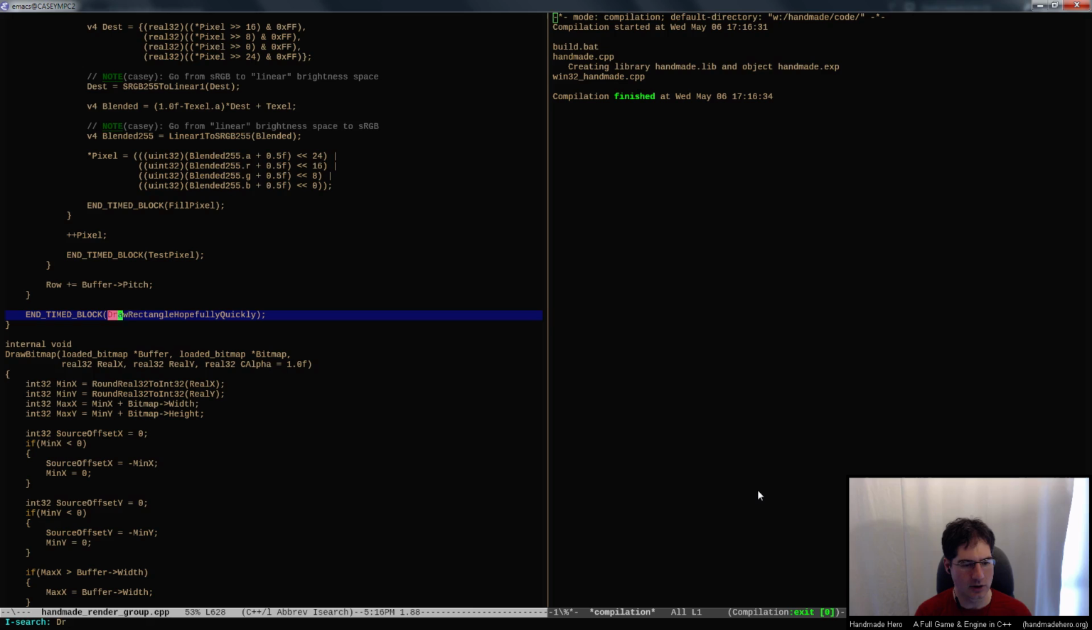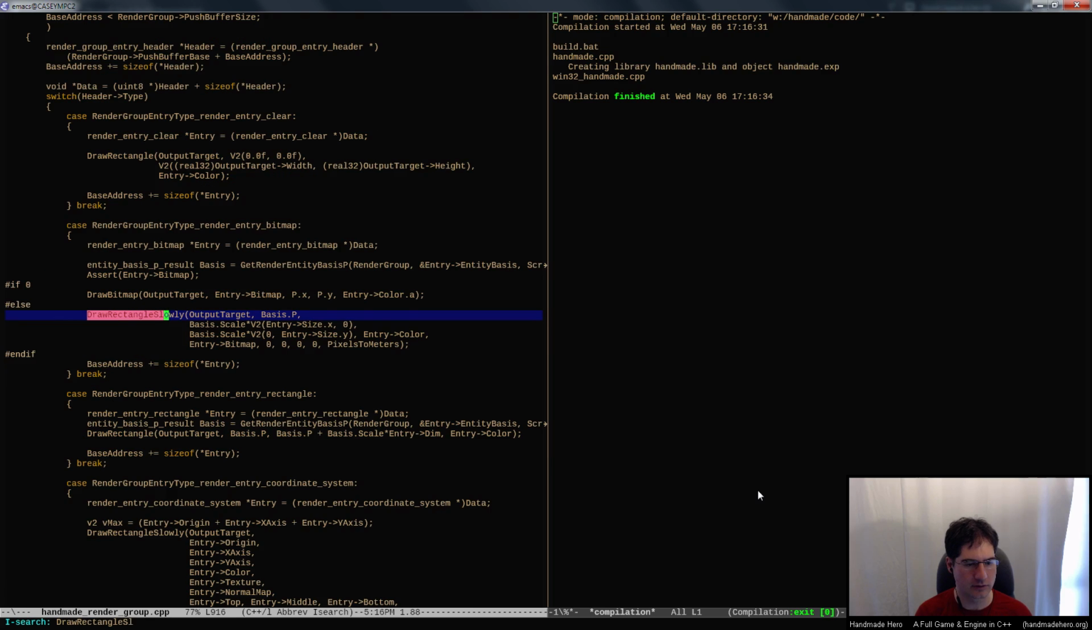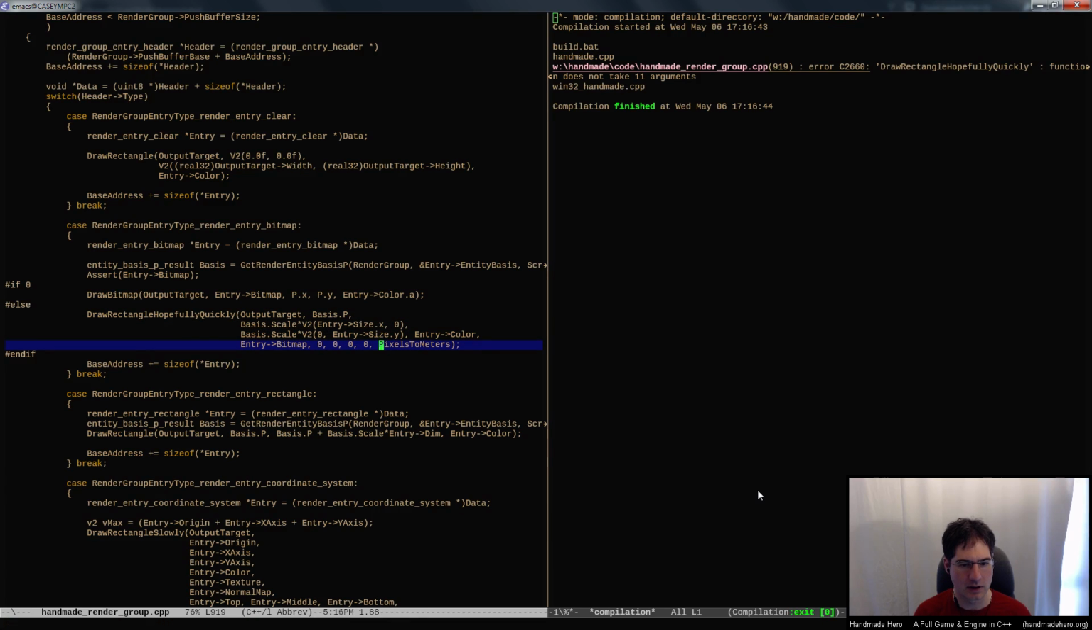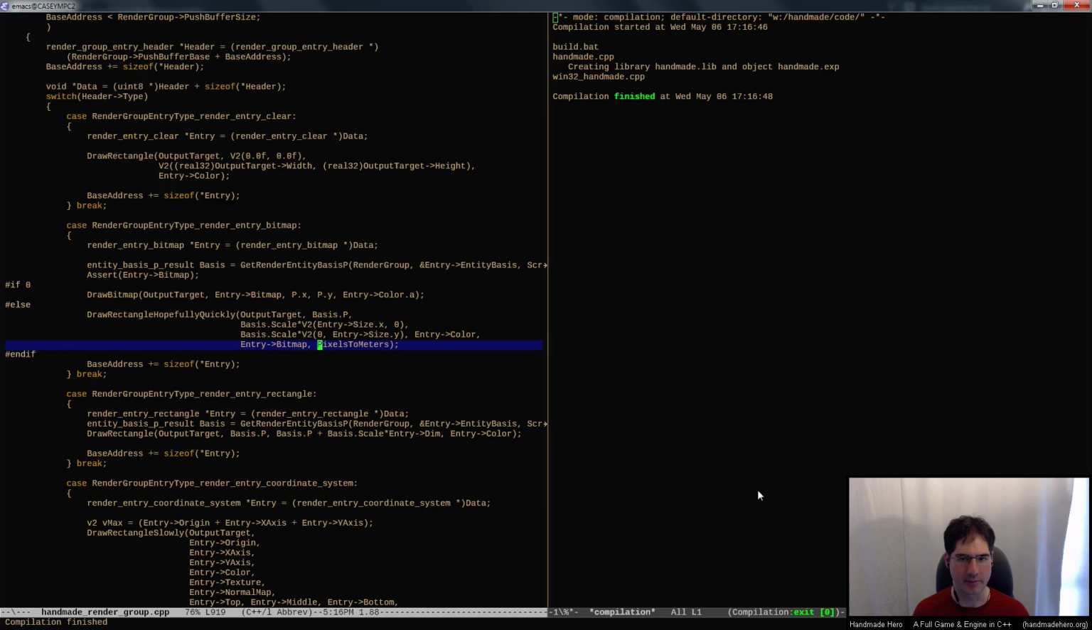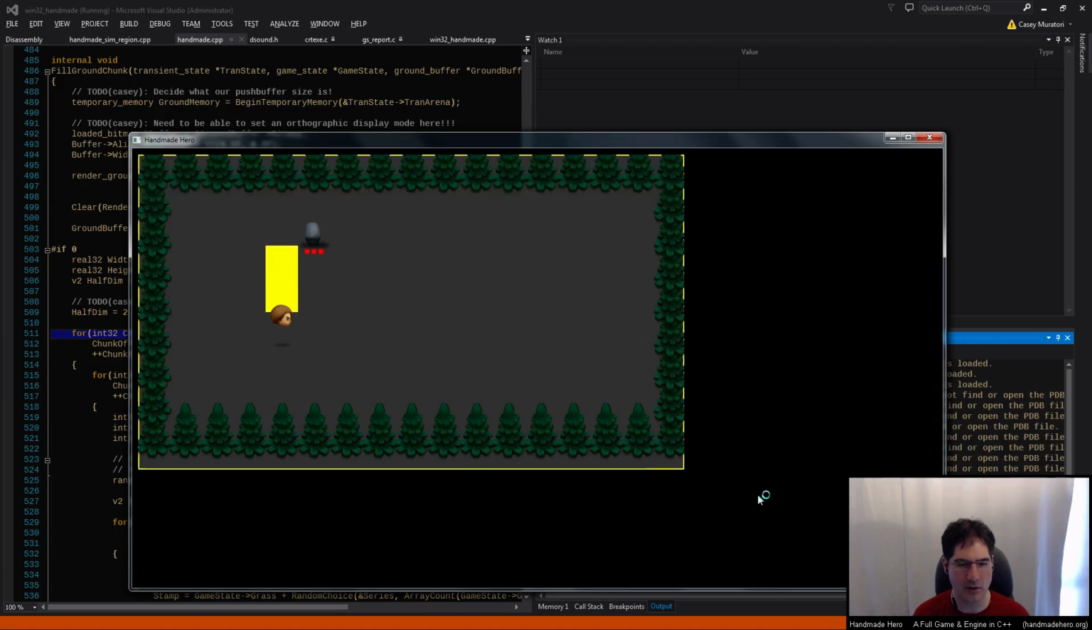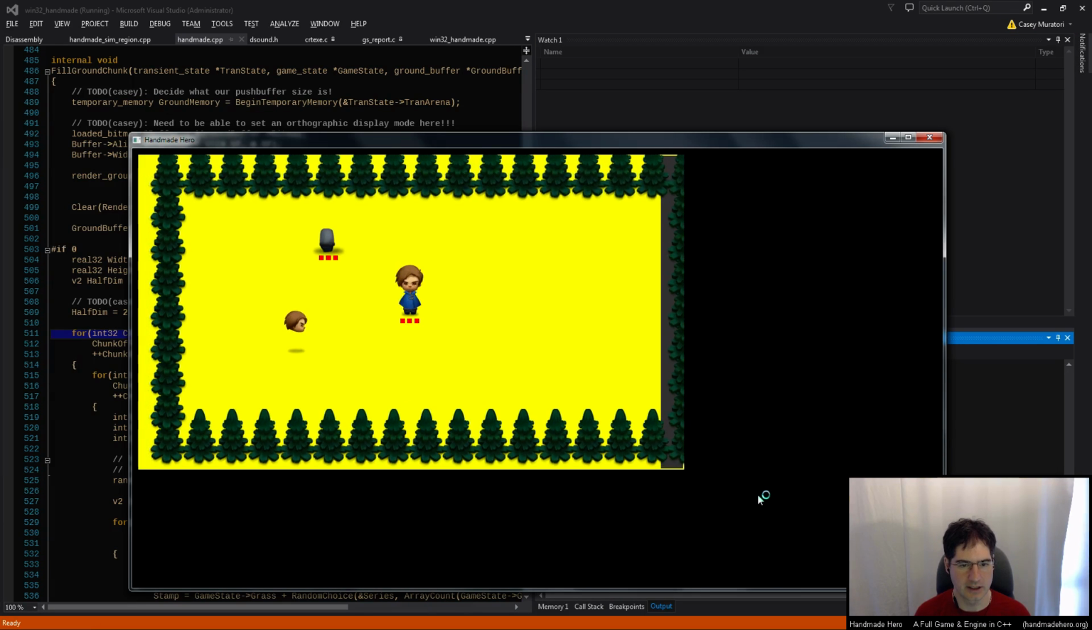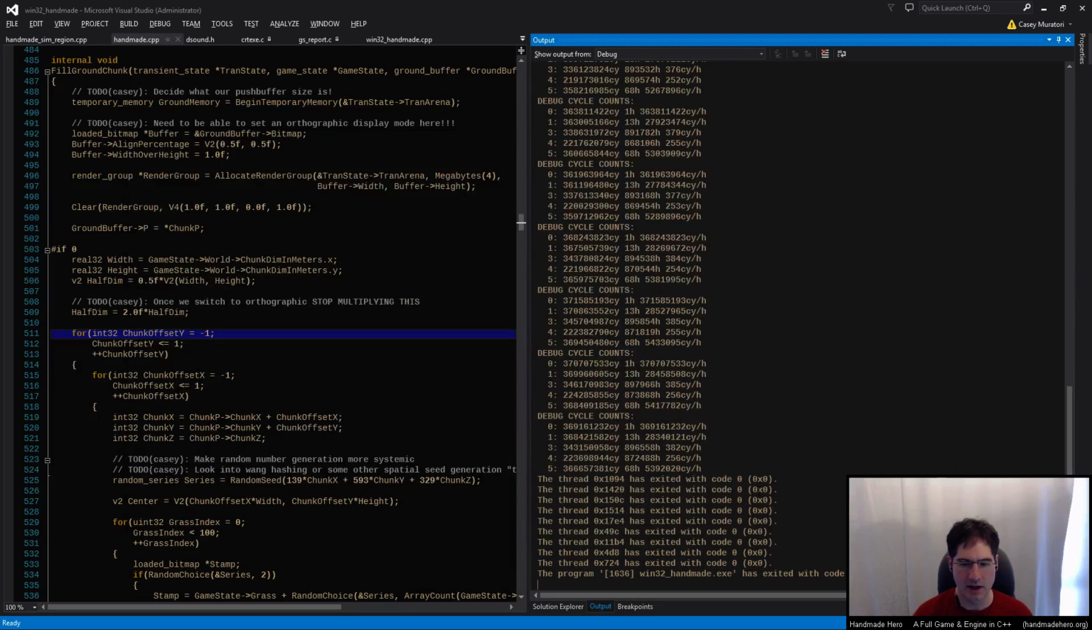Okay, there we go. Draw a rectangle slowly will be replaced with draw a rectangle hopefully quickly. And of course, this never passed any normal mapping to it anyway, when we actually just drew bitmap, that was not something that did that. So now I want to make sure that that's still running properly. It is, so that's all good. And we can see that the timing is the same, which is what we would have expected, right?